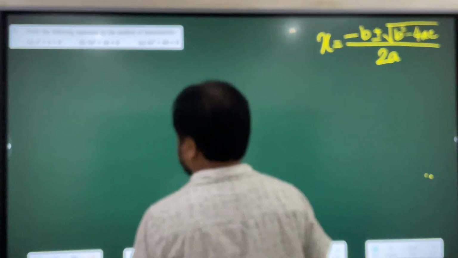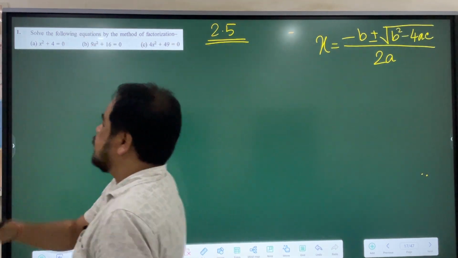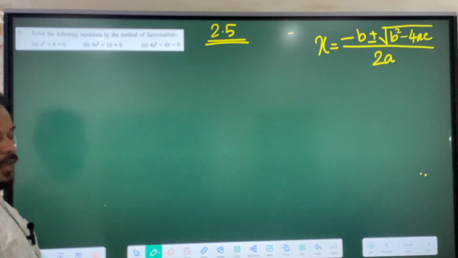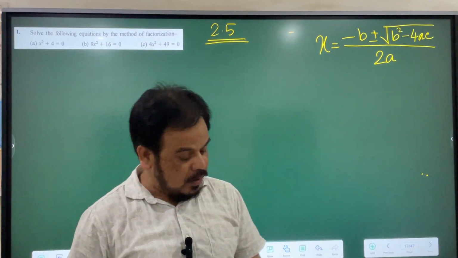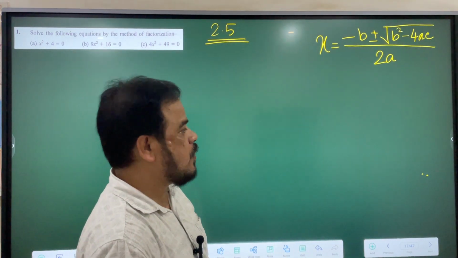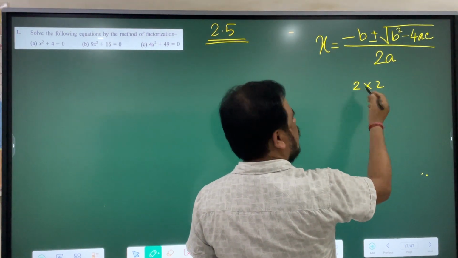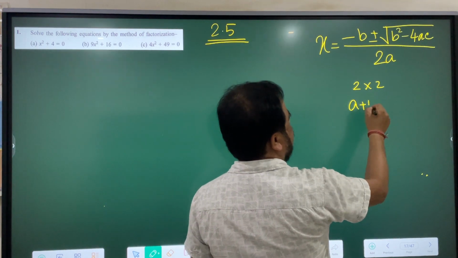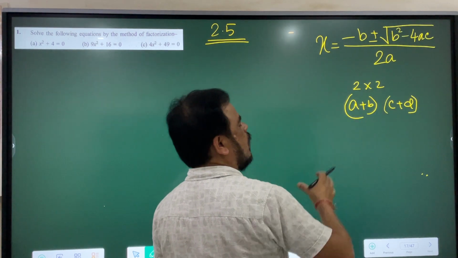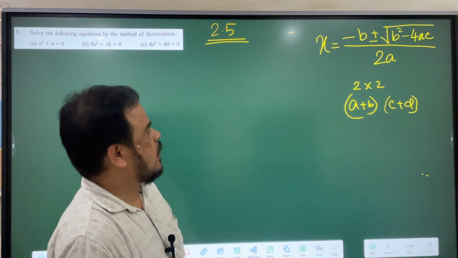So now exercise 2.5, number 1. Solve the following equations by the method of factorization. Now if you have forgotten about factorization, let me explain it also. Factorization means the multiplication of two or more terms. 2 into 2, yes, this is called factorization. (a plus b) into (c plus d), yes, this is called factorization. So any multiplication is called factorization. Multiplication of two or more terms is called factorization.